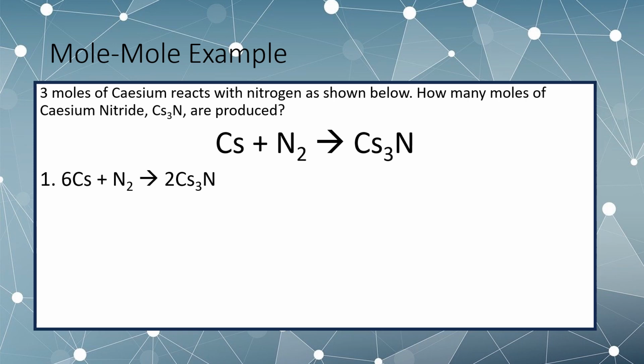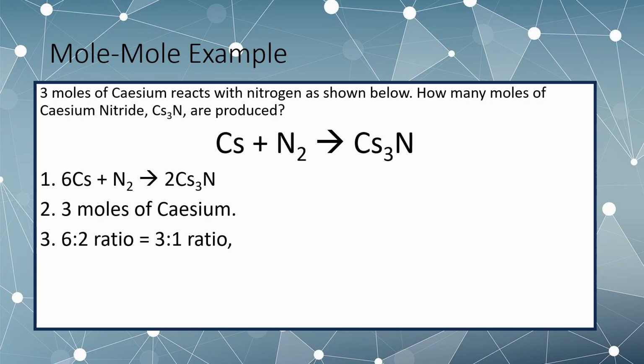Now, the second step is to find the moles of our known substance. The question gives us our number of moles. So in this case, it gives us 3 moles of cesium. We then have to complete the molar ratio to work out the moles of our unknown. So we're asked to find the moles of cesium nitride, and we can see in this case we have a 6 to 2 ratio.